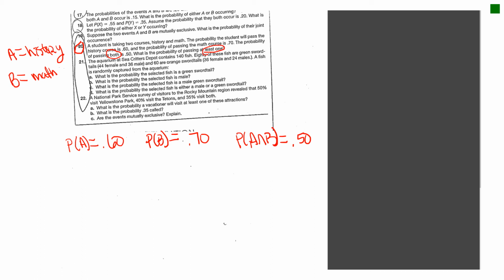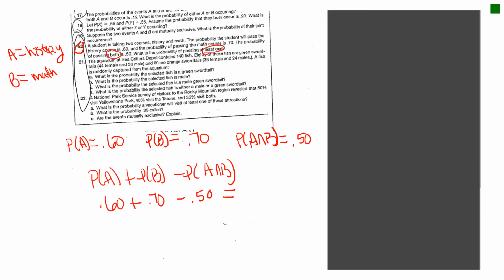That's your addition law. The basic formula is the probability of A plus the probability of B minus the intersection. So if I plug these in, you get 0.60 plus 0.70 minus 0.50. So 6 plus 7 is 1.3, minus 0.50, that would be 0.80. That would be your answer. And again, this is your addition law. Again, this is exercise number 20 in your textbook.